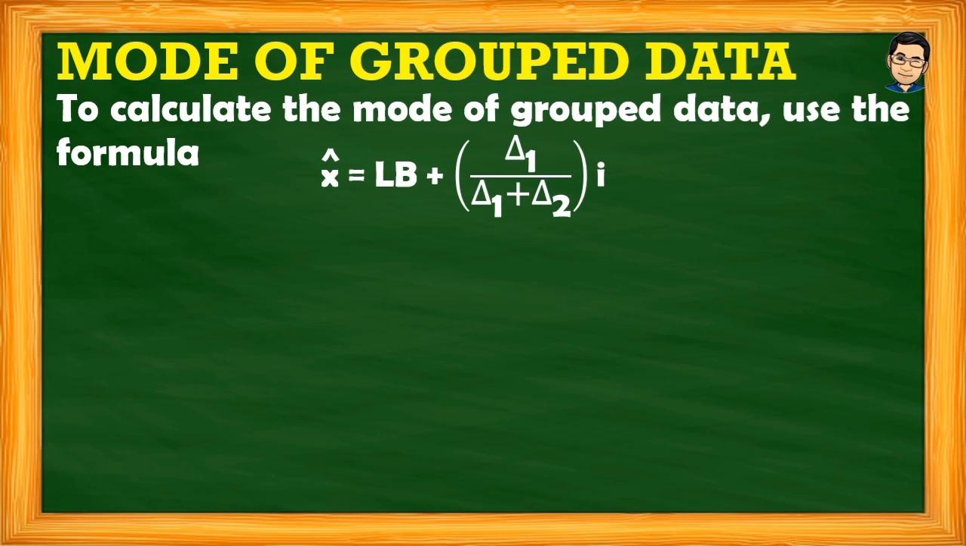So, that is delta 1. Okay, so in some other books, you will see them as d sub 1, d sub 2. So, let us explain that formula, how it works. So, the i is still the same. So, ayan, that is the symbol for mode.